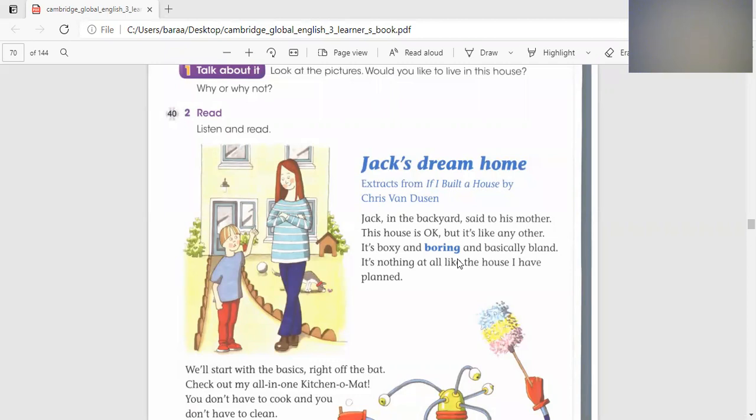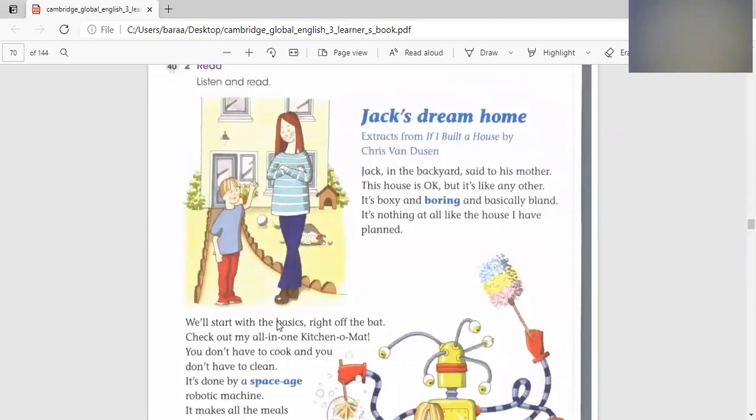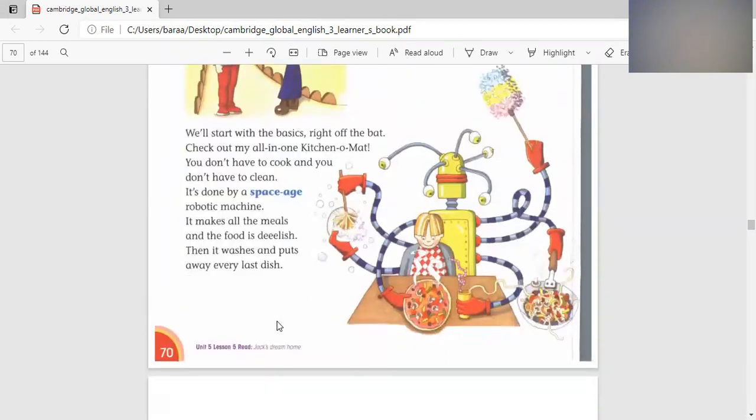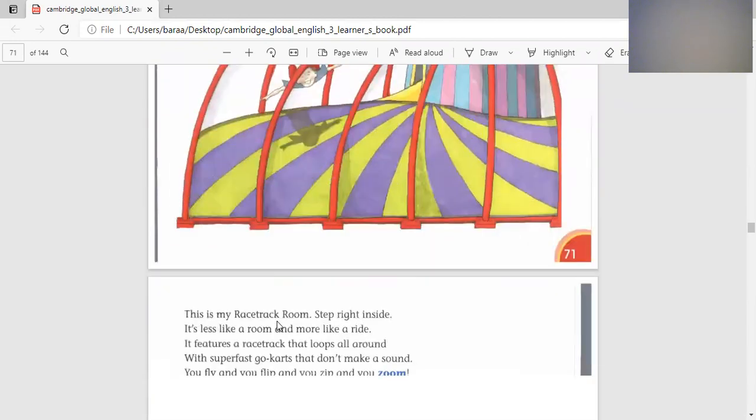I think it's a good lesson to be creative, inshallah, my kids. So let's start. Here it's written, the lesson's title is "If I Built a House." Let's have a look at the lesson. It's two or three pages.